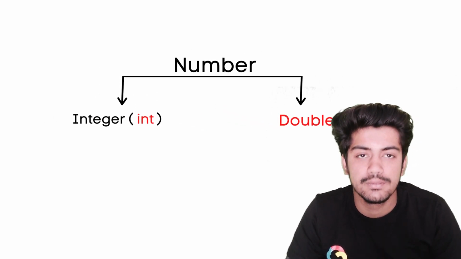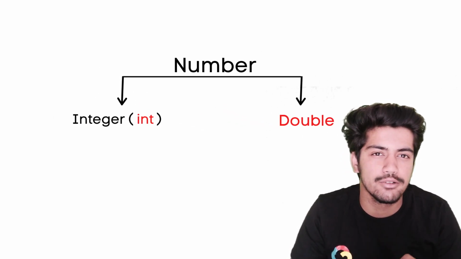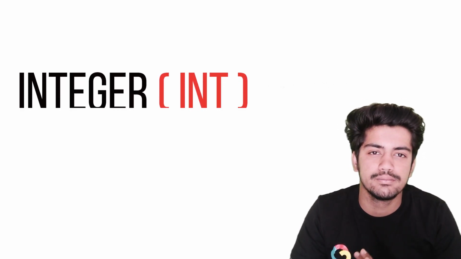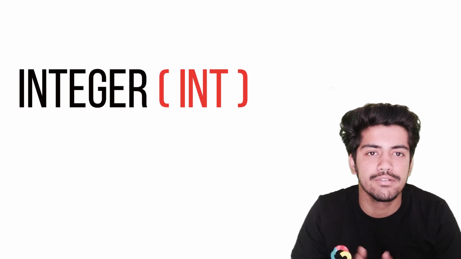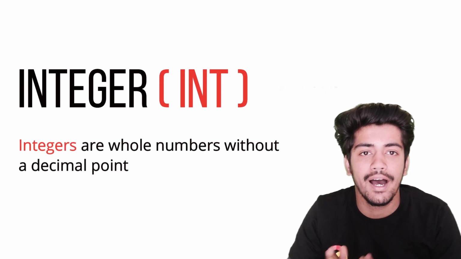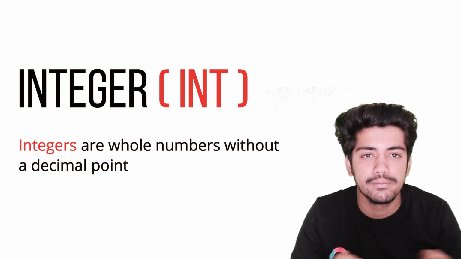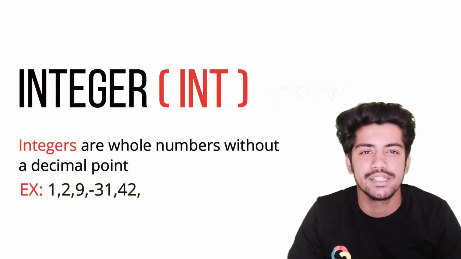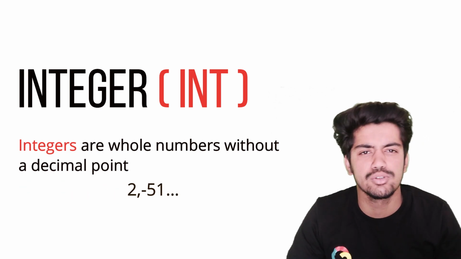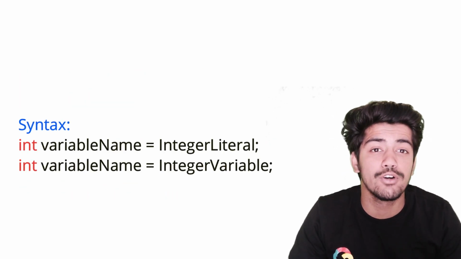So the number data type is further divided into two subtypes. The first one is int and the second one is double. Let's look at each type in a bit more detail. Integer. Integers are whole numbers without a decimal point. I repeat, whole numbers without a decimal point. For example, 129, minus 31, minus 42, minus 51 and so on. And the syntax for declaring these integers will be like this.